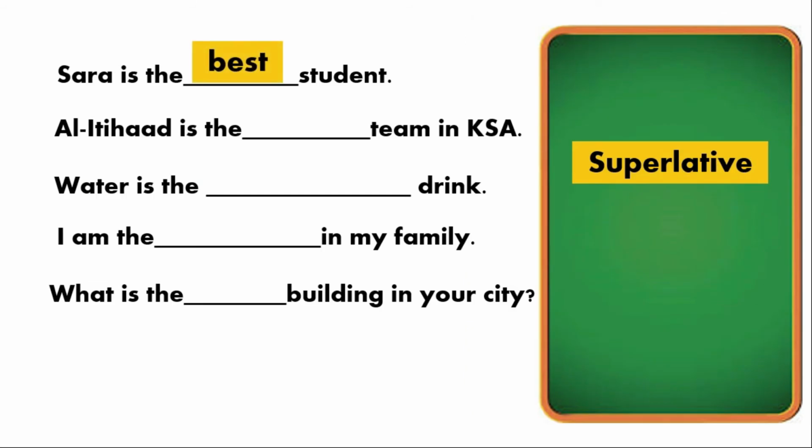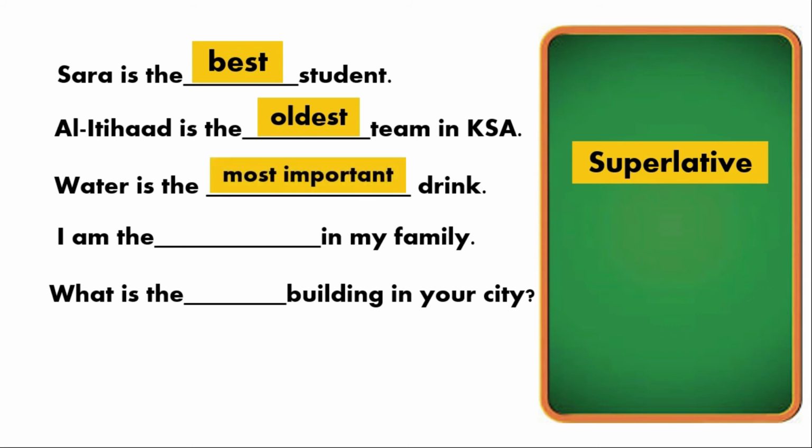Okay, let's look at these sentences here. Sarah is the best student. This is the superlative. She's number 1. Al-Ittihad is the oldest team in KSA, Saudi Arabia. Notice we have the oldest and then we have the noun team, because obviously adjectives describe nouns. Okay, water is the most important drink. Again, we have the, then we have the superlative, and then we have the noun.